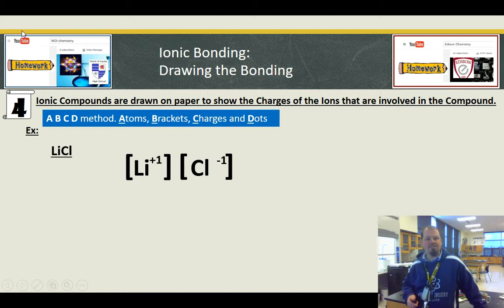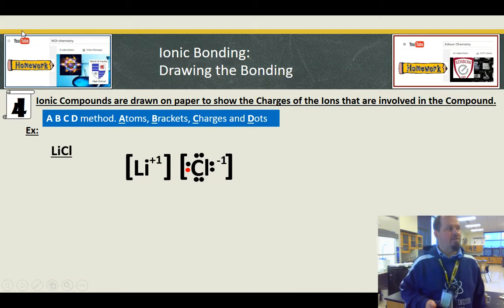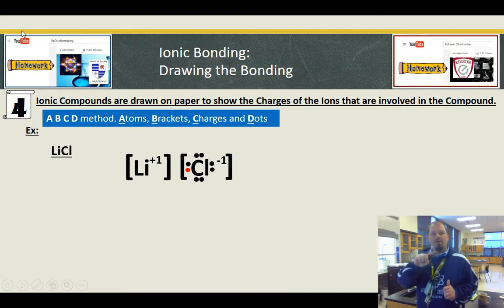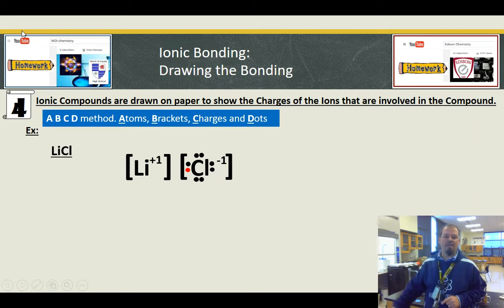Now all I need is dots, and the valence electrons are always going to be around the non-metal because that's who gains electrons. So notice I drew them black. Those are the 7 valence electrons that chlorine has normally. And then the red one is the one that lithium lost to come on over. Now chlorine's octet is full.